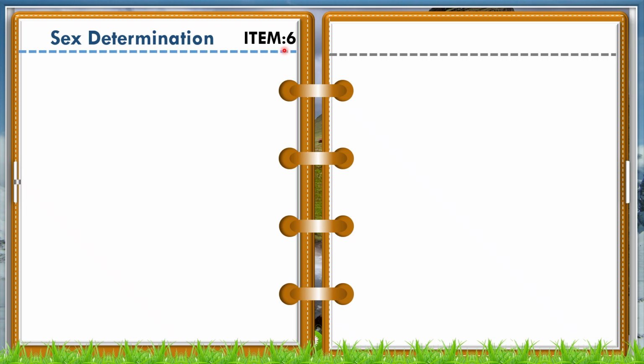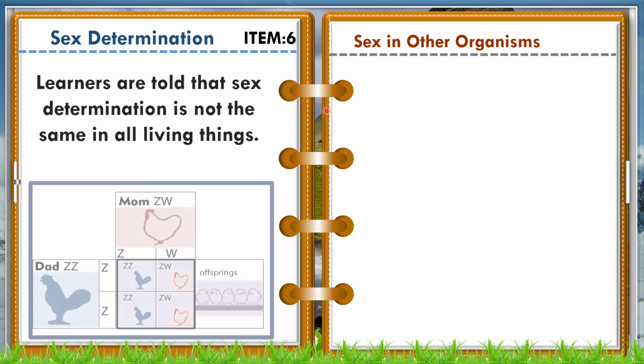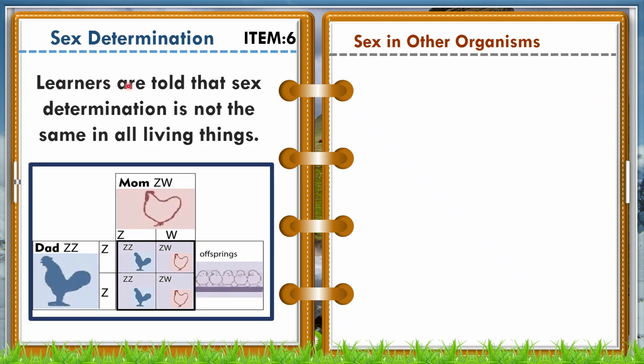Item 6, we are still on sex determination. This time we want to look at sex in other organisms. Learners are told that sex determination is not the same in all living things. So let us look at our diagram here.